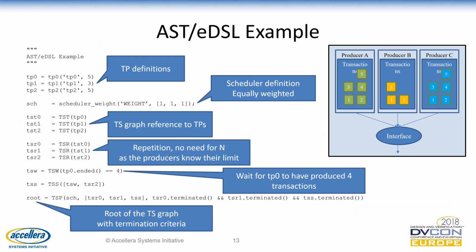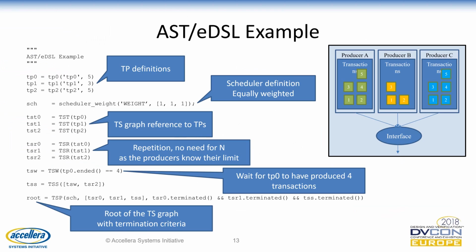Then if we skip the scheduler, you need some TST nodes that would actually acquire the transaction from each of the transaction producers. And you need them to run each of the TSTs indefinitely, or until they are done with their own 5, 3, and 5 transactions.